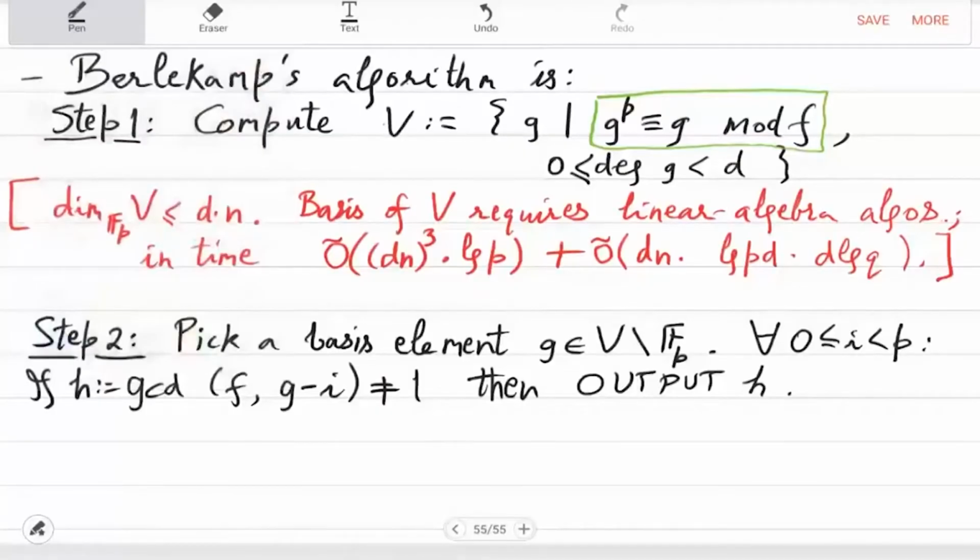F is irreducible, but that you have checked separately. Already in the pre-processing you checked that f is reducible. So the only option is that you will get an output h here. H may not be irreducible. No, our problem of factorization is only to find a non-trivial factor. That is how we define the problem. Everything else you can just repeat this subroutine.